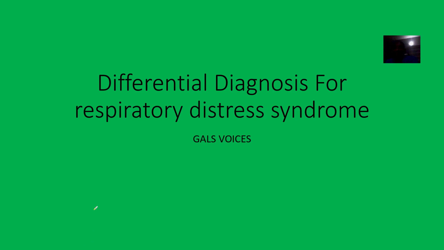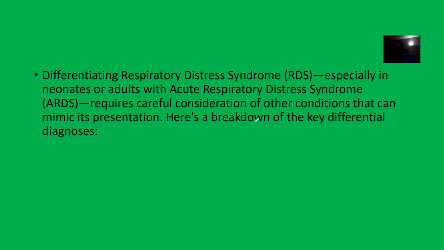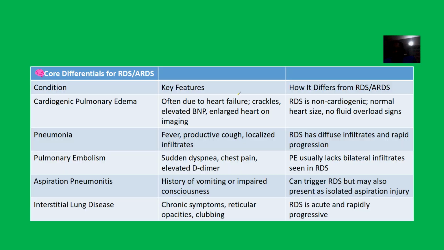Okay, so differential diagnosis for respiratory distress syndrome. Differential diagnosis is more like, you are strongly suspecting that a patient has respiratory distress syndrome, but if it is not respiratory distress syndrome, what else could it be? It's always good for you to have your differentials, because the disease mustn't always follow what you are suspecting, right? So differentiating respiratory distress syndrome, especially in neonatal adults, requires careful considerations.